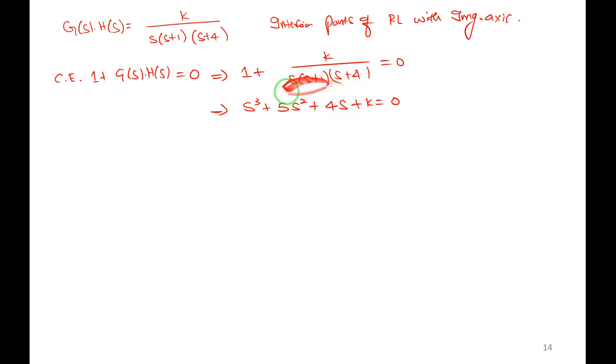So you know how to take LCM, and you will get the third order equation, s cube plus 5s square plus 4s plus k equal to 0. This is the characteristic equation. Next, form the root array or root table. So all the powers of s are present: s cube, s square, s power 1, s power 0. You know how to form it.